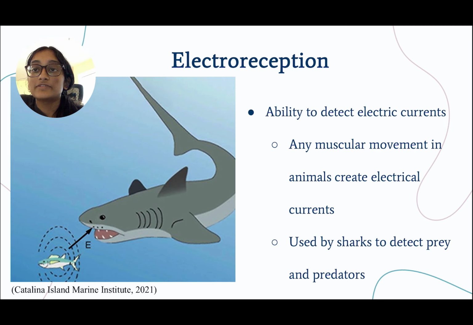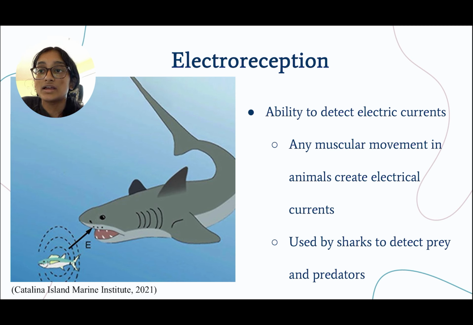Another important feature of the spiny dogfish is their ability to detect electric currents. This feature is known as electroreception. Image to the left, as you can see, the tiny muscular movements in the small fish create an electric current through the ocean and used by the sharks to detect prey and predators.